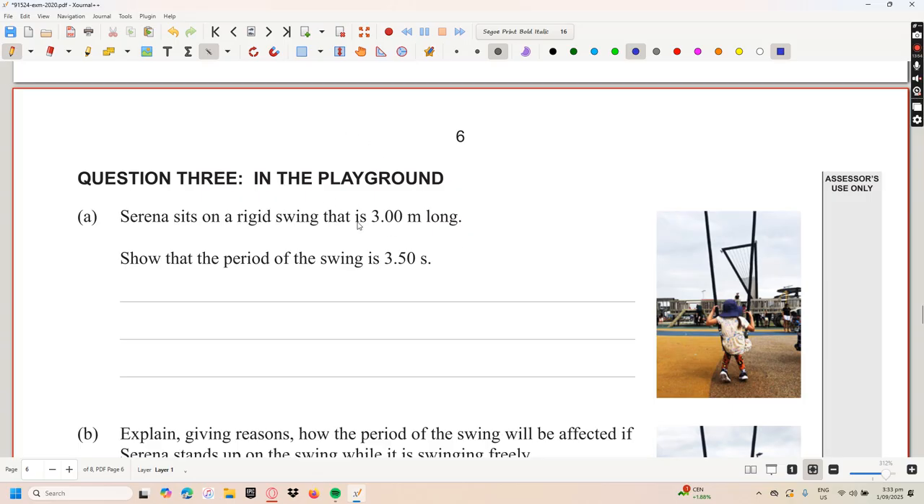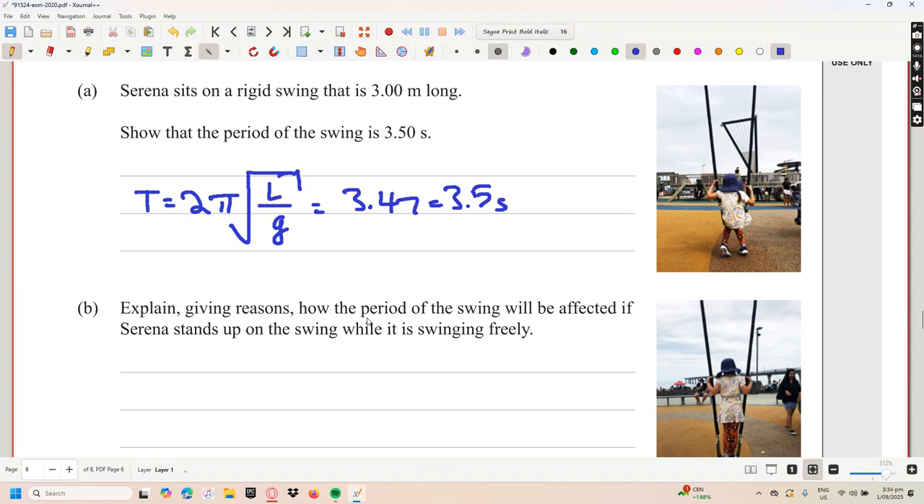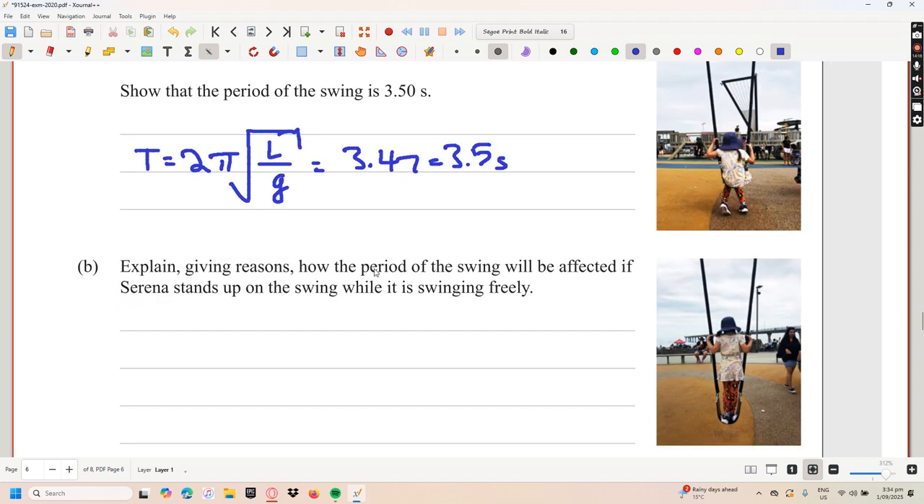A rigid swing that is 3 meters long should have a period of... the same swing is 3.5 seconds. Look at the formula sheet, time period is given by this equation here. Plugging in our numbers, 2 pi square root of 3 divided by g, which is 9.81, and we get 3.47, which is 3.5 seconds, to 1 significant figure, or 1 decimal point.